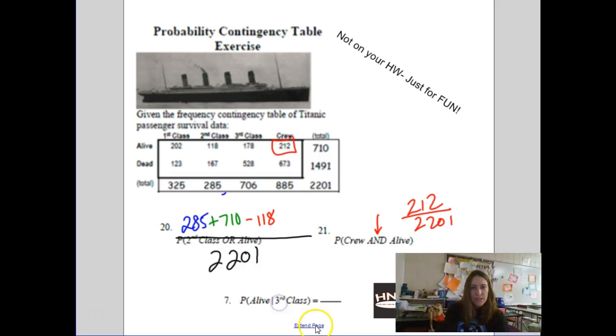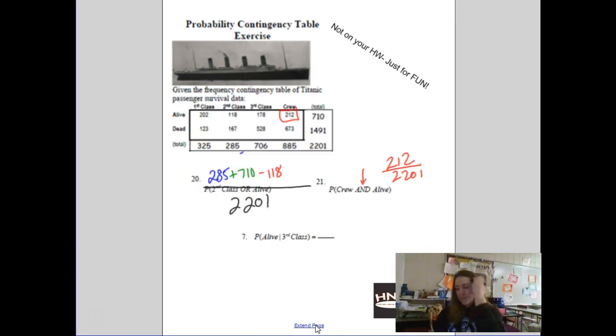Well, if you could see it, here I'll extend the page. It says probability that you live given that you are in the 3rd class. So that's what this symbol means. It means given. So what I like to do on the given conditional questions is whatever the given part is, that's the part I highlight in my table or box in or something. So you are only allowed to look at data from the 3rd class information. These are the only numbers you can use for your probability.